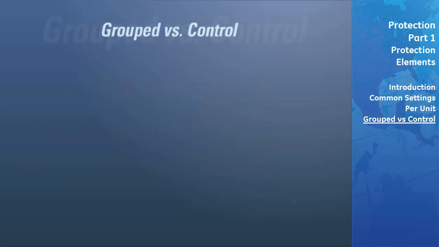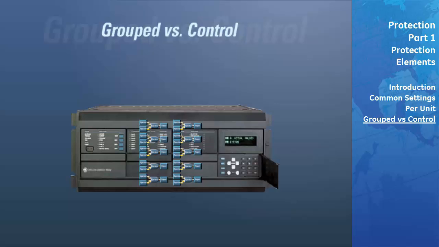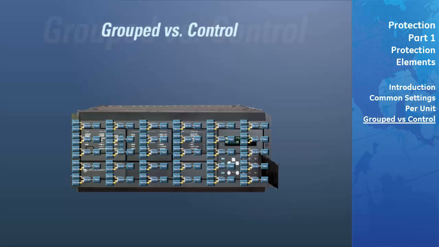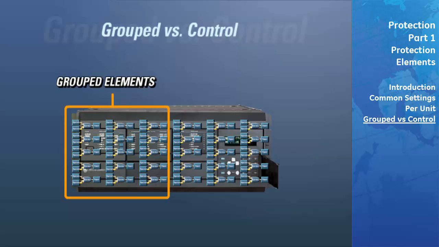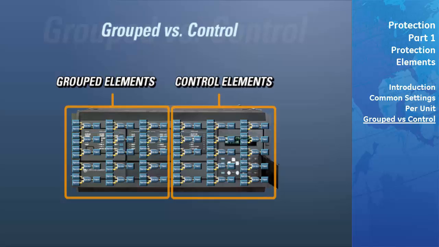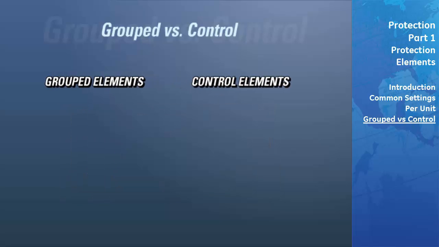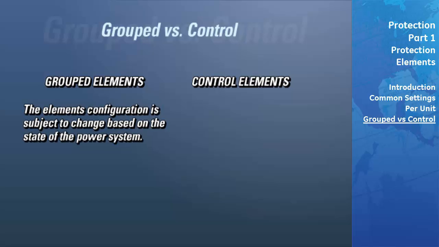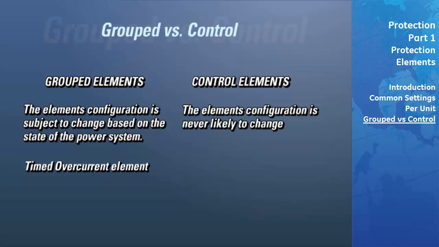The UR contains many elements that perform many different actions. These elements fall under two categories: grouped elements and control elements. The defining characteristic of a grouped element is that the element's configuration, such as the pickup settings, are subject to change based on the state of the power system. An example of a grouped element is the timed overcurrent element. Control elements normally have a control or protection function, where the configuration of the element is never likely to change. Examples of these control elements are the auto-reclose and the under-frequency elements.